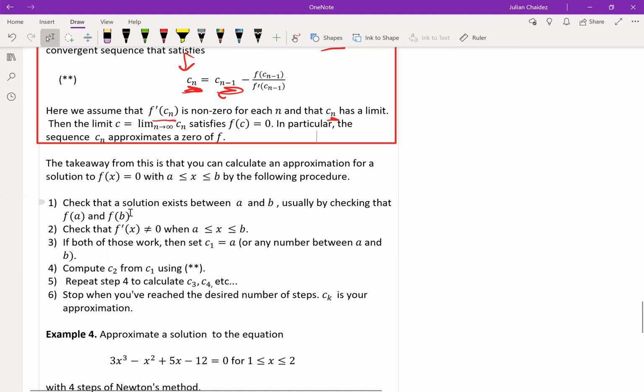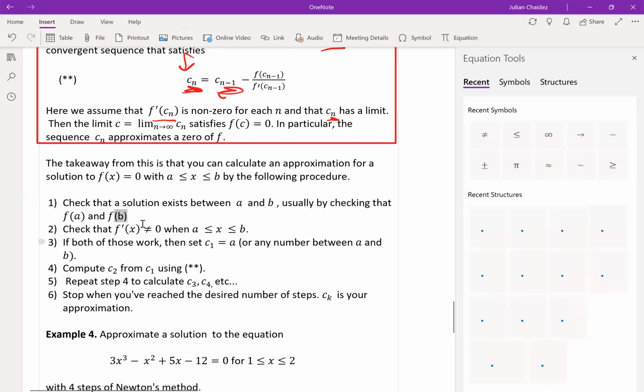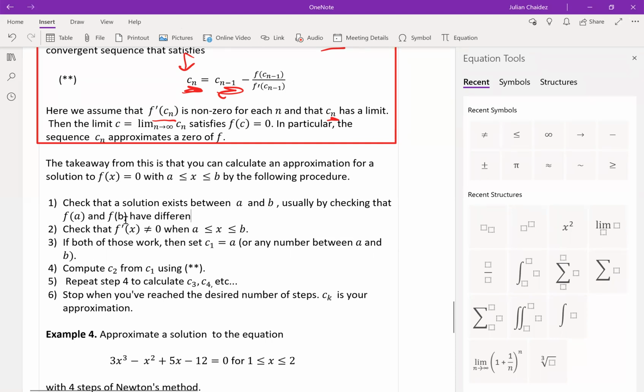So first, I check that a solution exists between a and b. Sorry, I should change this. I check that there's a solution between a and b, which usually I do by checking that f of a and f of b have different sign. So that means I'm checking that somewhere between a and b, there is a 0 of f, right?